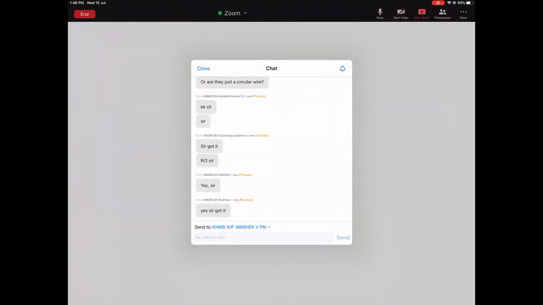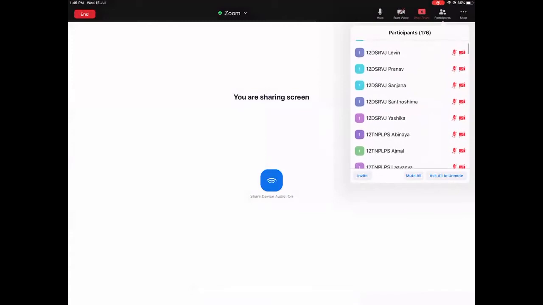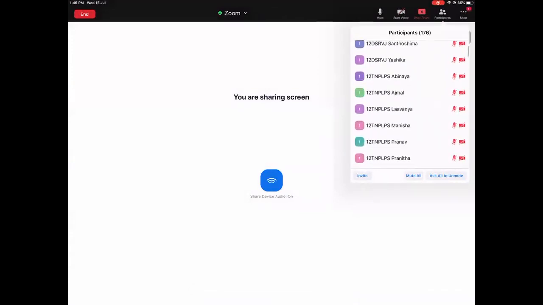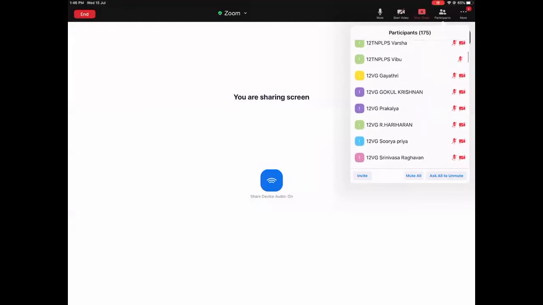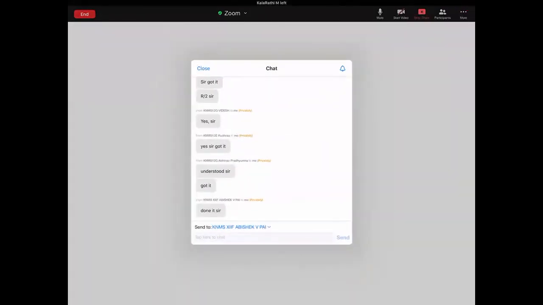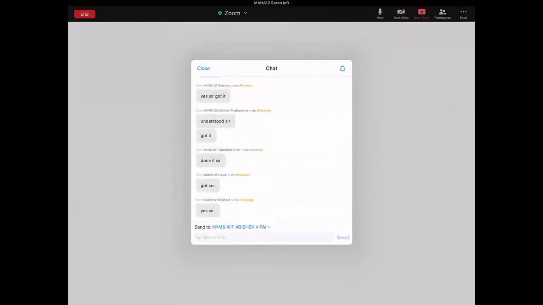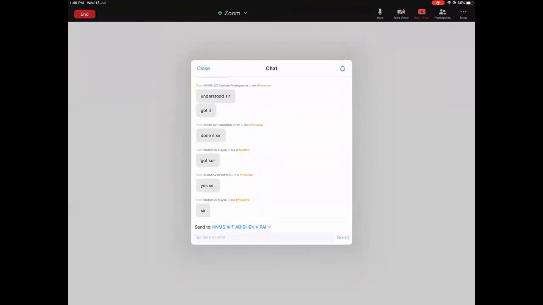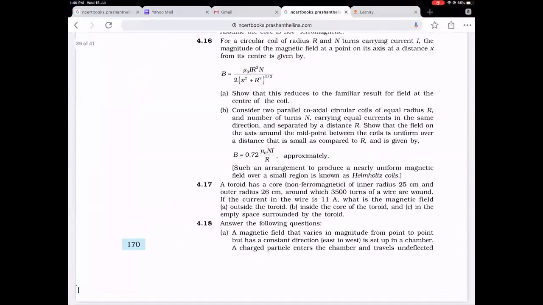Yes, there are only 3-4 students who are replying. Now I have to call up one by one and find out where they are. Gokul, Pranav, Abhinaya, Ajmal, Lavanya. Lavanya has said she has done it. Manisha, Pranav, Vibhu. Where are you guys? You guys are there. Done? Really? Okay. Anyway, I'm going to check your notes in a few days. So Monday onwards, I'll be checking your notes. So please be ready with it. Don't give me excuses then.